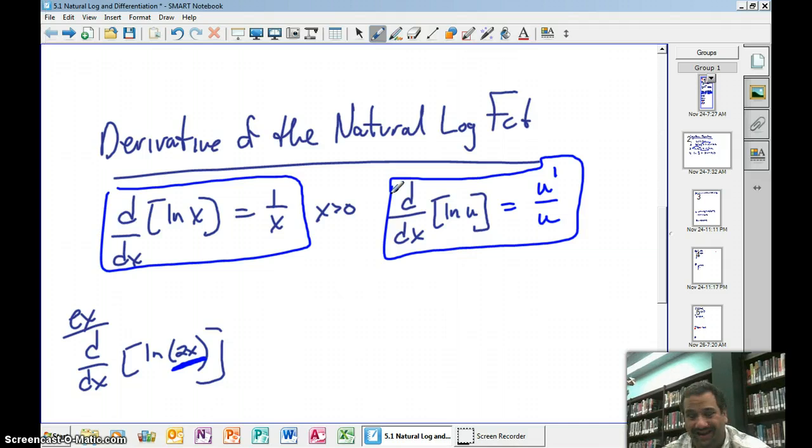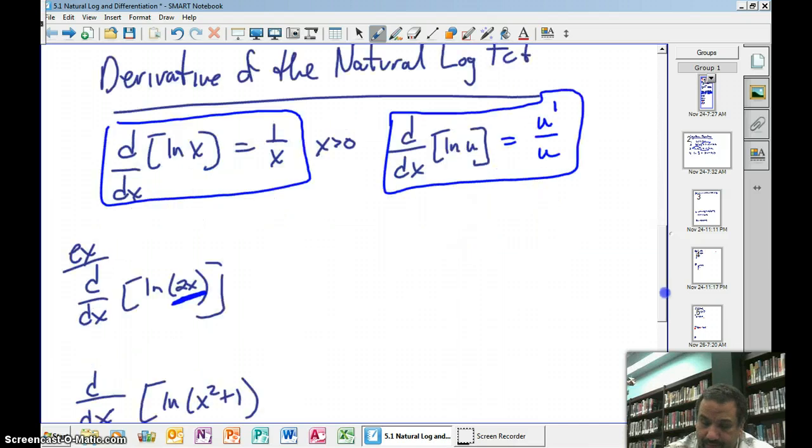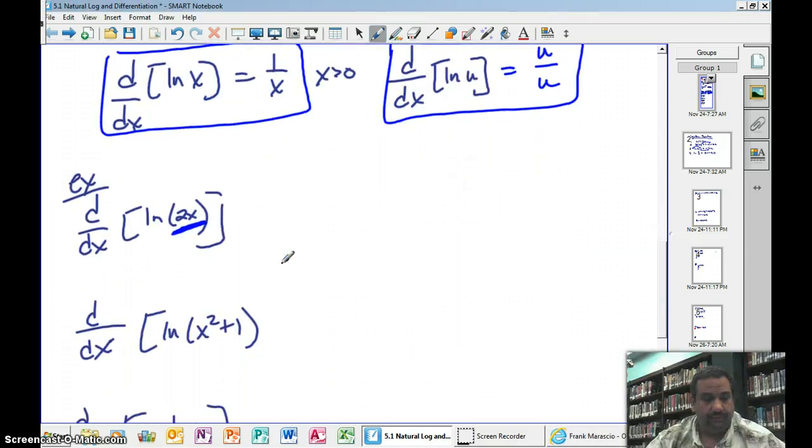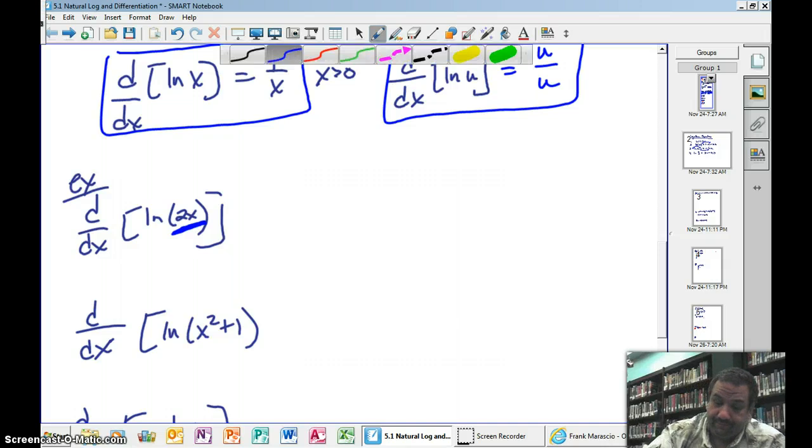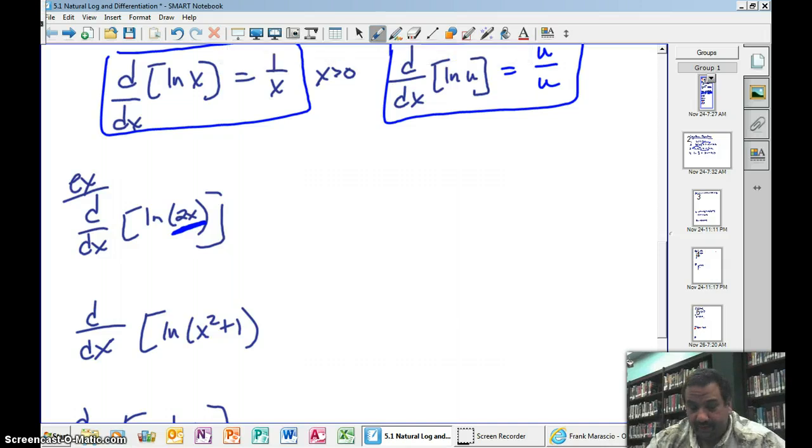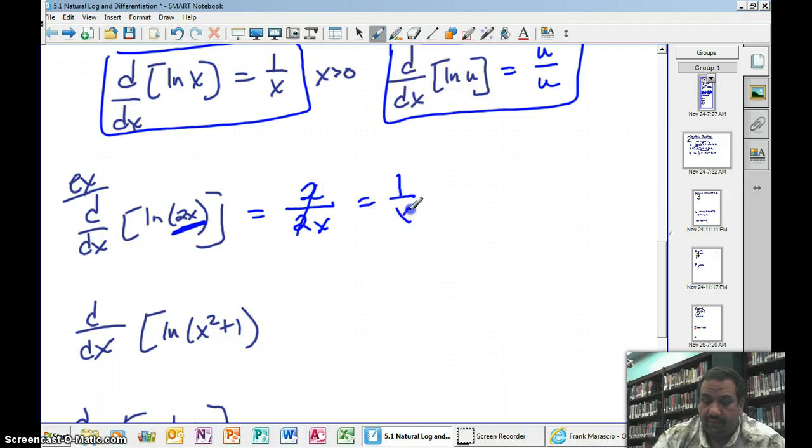So let's play a little bit. All right, we got some examples here for you. You knew that was coming. So here we go. If I follow my rule, it's going to be 2x, and the derivative of the inside, or the expression, goes up top. So that's 2. You can cancel the 2's, and that guy is 1 over x.